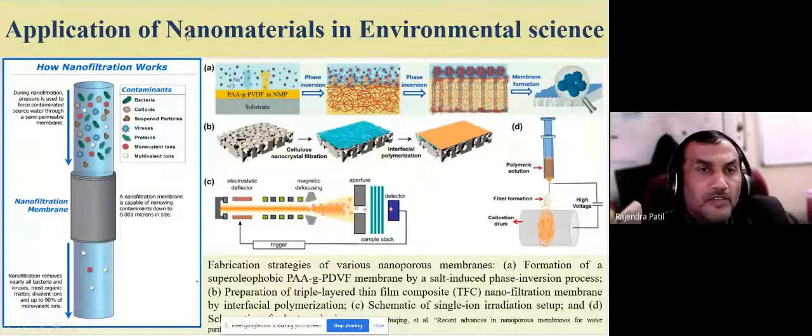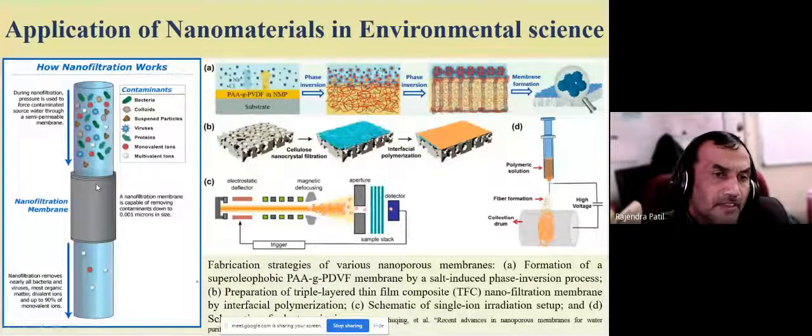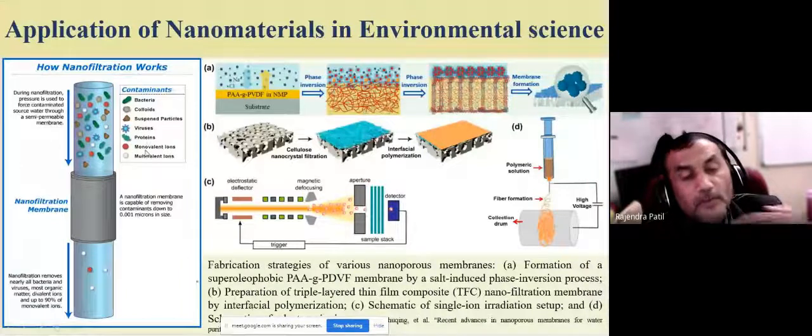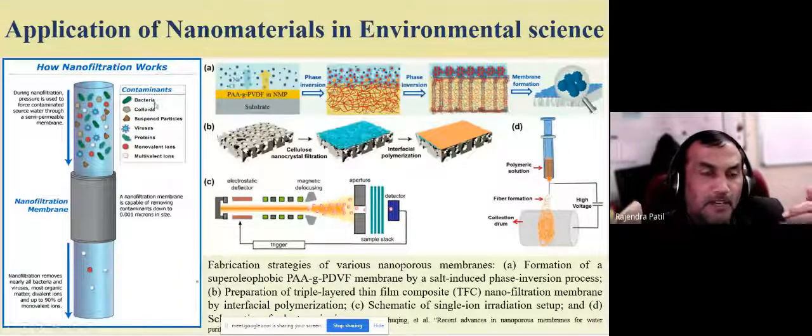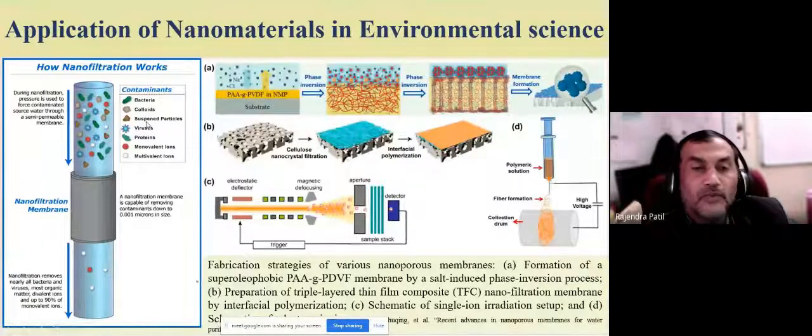Now, how do these nanomaterials work in environmental science? Well, see, how does nanofiltration work? Nanofiltration works by a membrane, and there are stacks of membranes. These stacks of membranes have a pore size of 0.001 micron, and as you know, the sizes of proteins, viruses, suspended particles, collagen, and bacteria are more than 0.1 micrometer. Take an example of the size of E. coli, it is somewhere between 2 to 8 micrometer. Take an example of suspended particles, they have a size of 2 to 8 micrometer.